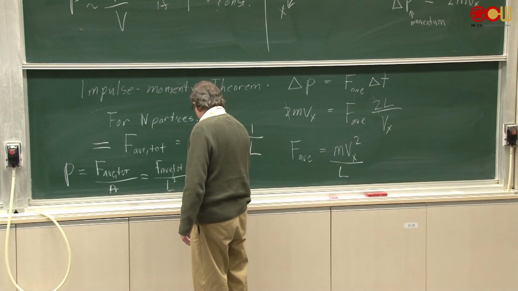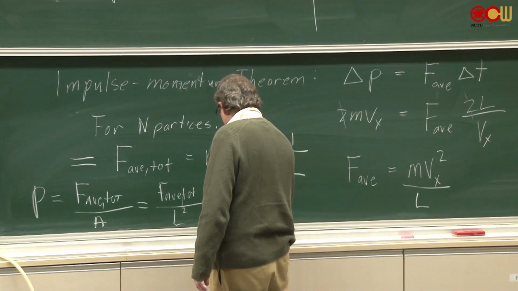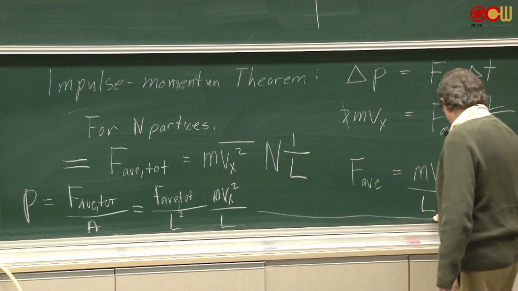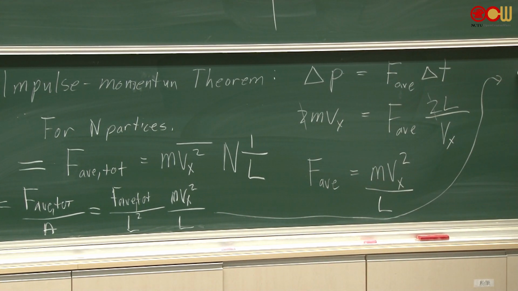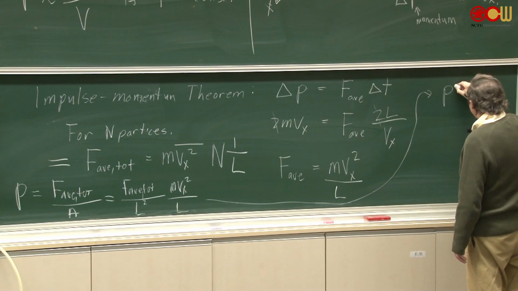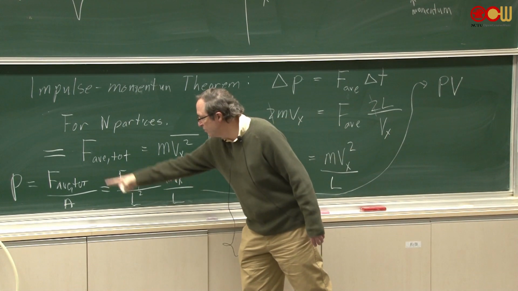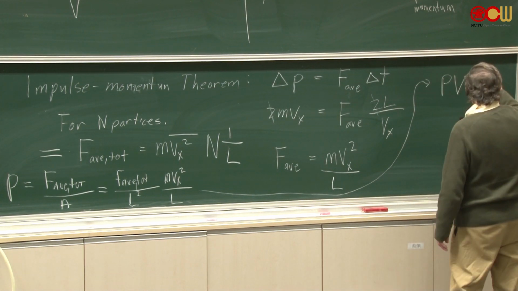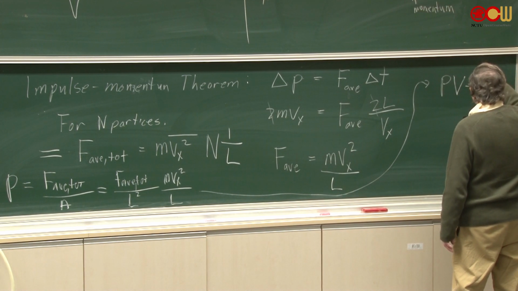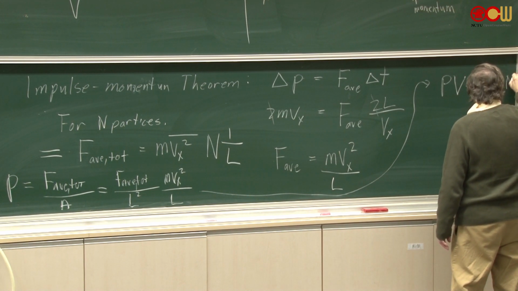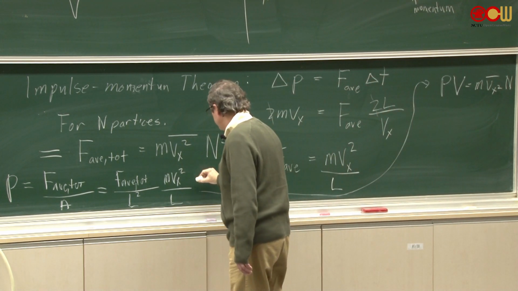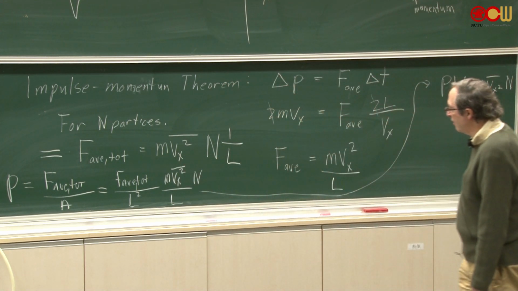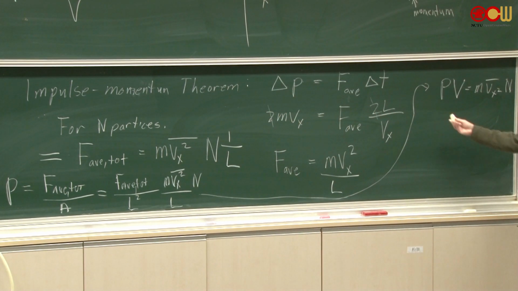All right, so I have m vx squared divided by L. So I don't run out of room, let me write this over here. So I finally get P times V, where L cubed is V, equal to m vx squared, half times n. Let me write all this down. I have an n there, and then an average there. Everybody look good? So this is what we get.